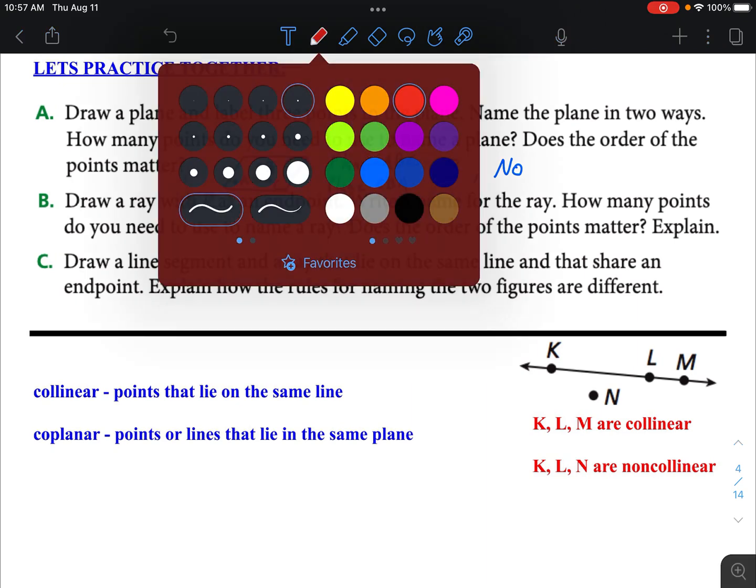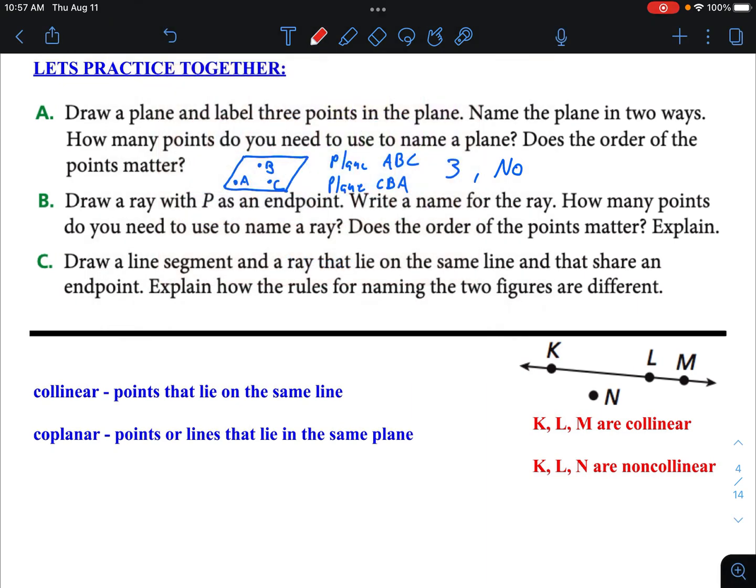As for B, let's change up colors here. B, we want to draw a ray with P as an endpoint. So there's P. I'm going to go out here to the right. It's a little bit too far. There we go. I'm going to put another point on there, maybe Q. Write a name for that ray. That would be ray PQ, meaning start at P, go in Q's direction.